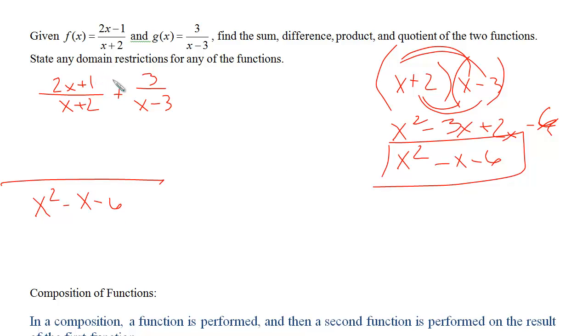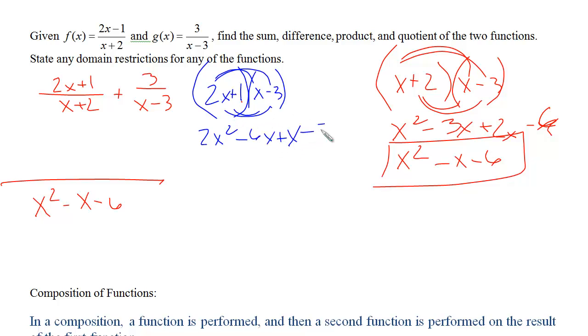And then I just multiply the top of this by x minus 3 and the top of this by x plus 2. So I have 2x plus 1 times x minus 3. Let me choose a different color here. So I have 2x squared, there's first, outside, minus 6x, inside, last. Combine. So this is going to be 2x squared minus 6x plus 1x is minus 5x, minus 3.